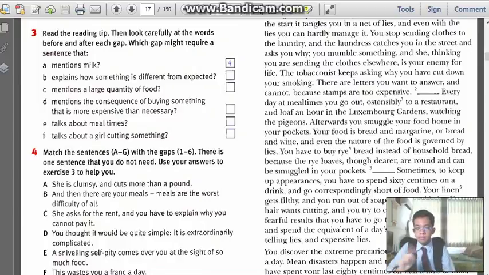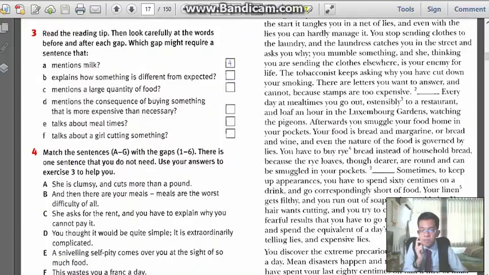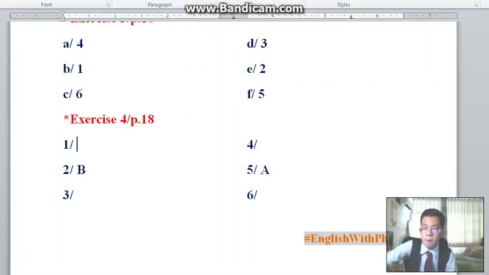Go to another sentence. D. You thought it would be quite simple, but it is extraordinarily complicated. So, you thought it would be quite simple. Underline thought it would be simple, but it is extraordinarily complicated. Alright, so mention milk? No. Explain how something is different from expected. Yes, that is it. First you thought it would be simple, but it turns out complicated. So, how something is different from expected. That's it. So let's see. B matches with blank 1, so the letter D will be going with blank number 1. Next.